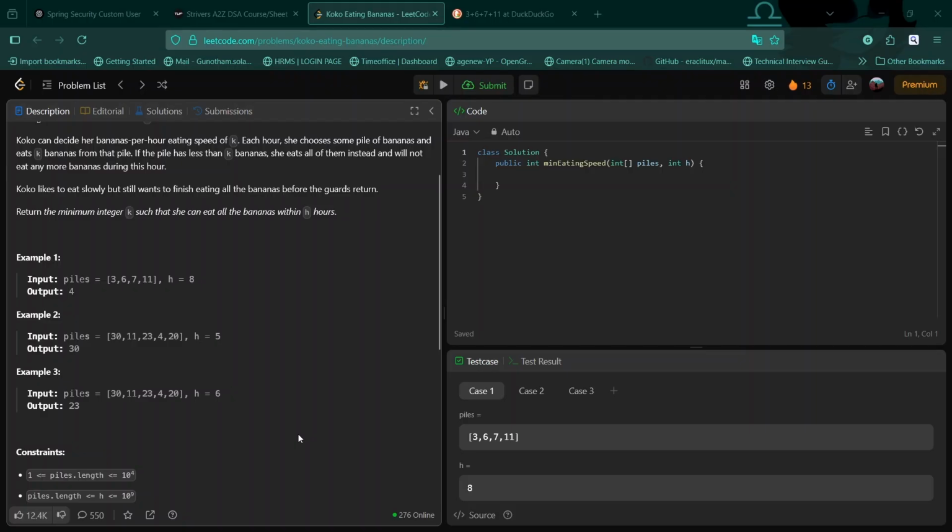So we need to find the slowest possible speed at which Coco can eat all the bananas in the given time. Okay. Hmm. I'm not sure.